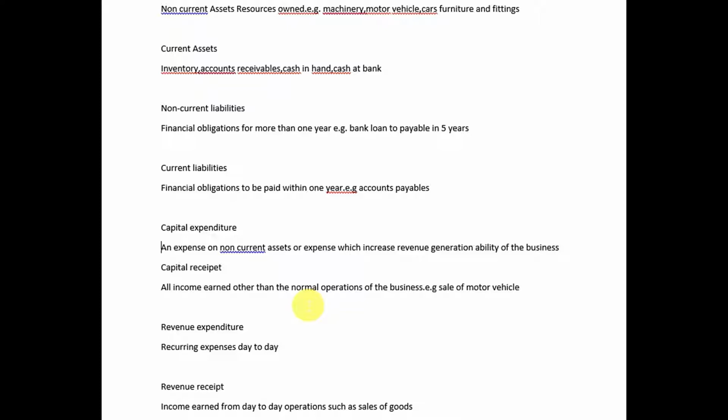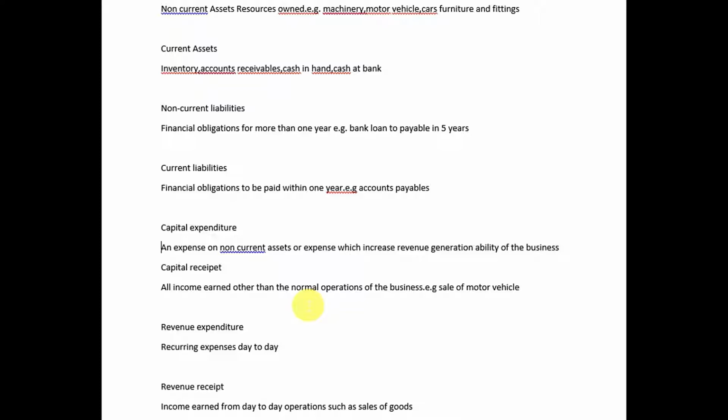For revenue generation ability, for example, I had a motor vehicle which had a capacity of only 2 boxes. Now I have purchased another motor vehicle which has a capacity of 4 boxes. So this has increased my revenue generation ability because I would be selling more with a new motor vehicle. Revenue expenditure: recurring expenses, day-to-day expenses, electricity expenses, business rates, these all items are revenue expenditure which are paid again and again in a year.